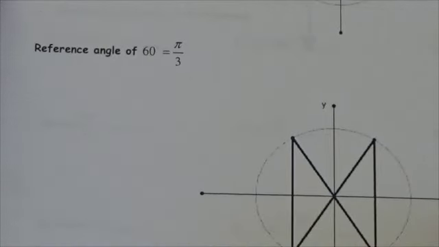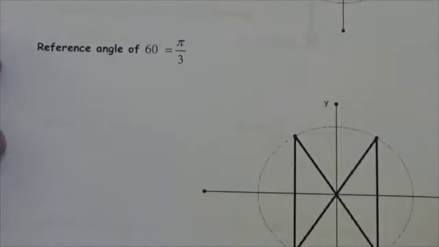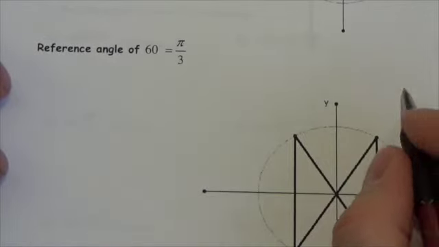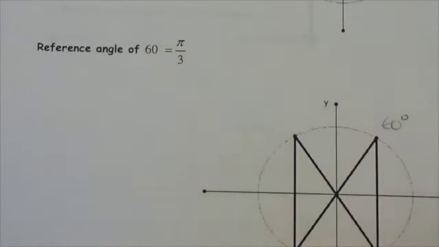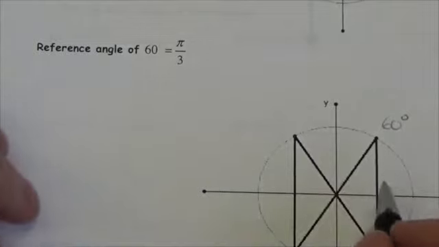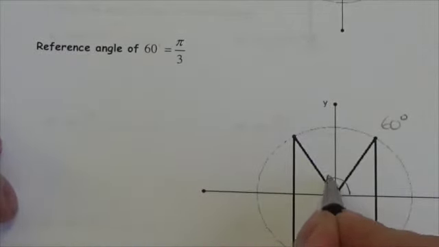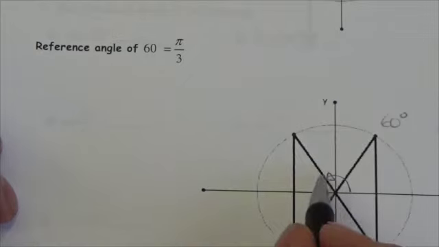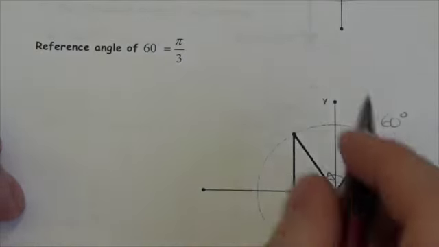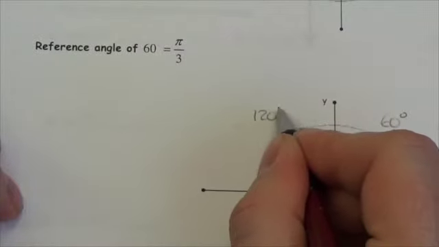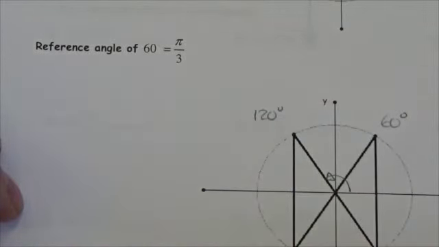Another one, pi over 3, 60 degrees. So in the first quadrant, again, the reference angle is the rotation angle, so that's 60 degrees. To get to the second quadrant, think about overshooting to get down to 180 and then coming backwards 60. So that's going to be 120 degrees, 180 minus 60.